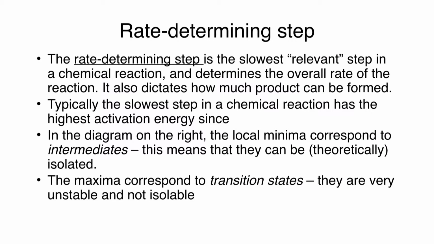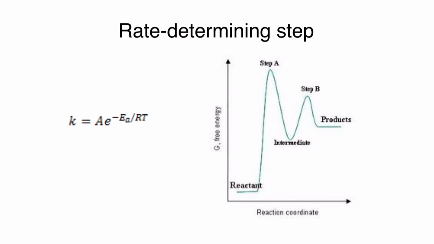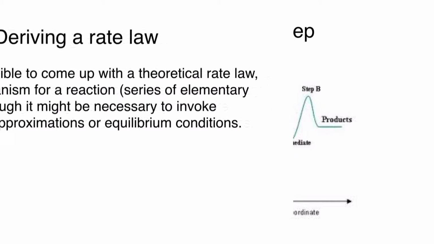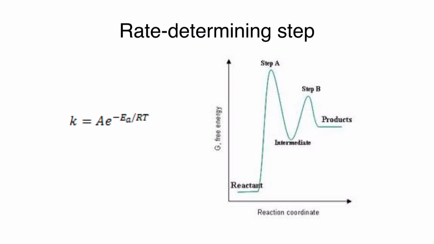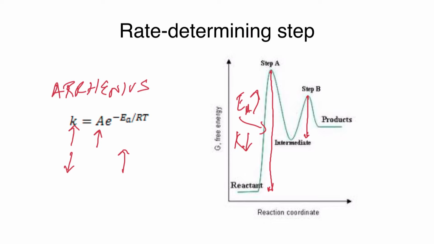In the diagram that I just showed you, each of those minima corresponds to intermediates. That means that they can't really be isolated, whereas the maxima actually correspond to transition states. These are very unstable and not isolatable. Just to emphasize that, this point right here is the intermediate. This point right here would be a transition state. This point right here would be a transition state.